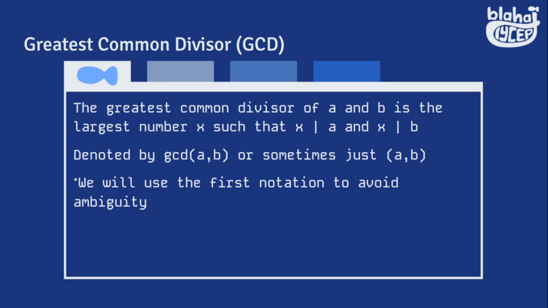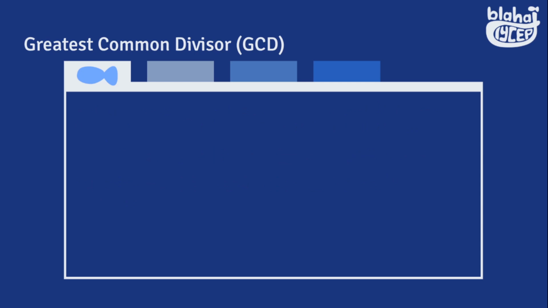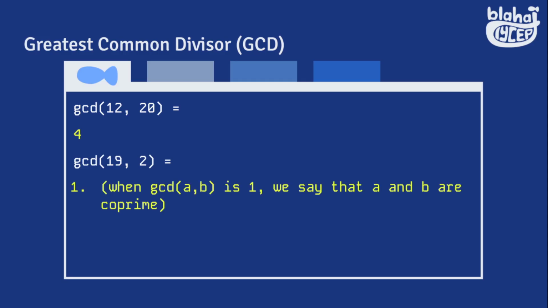It is denoted by GCD(A, B), or sometimes in math textbooks it's denoted by (A, B), but we will not be using this here because it's ambiguous. And now we'll be doing a quick exercise. What is the GCD of 12 and 20? Anyone? 4? Are you sure? Yeah, you're correct. So next one. What's the GCD of 19 and 2? 1. Yeah, that's correct. So it is 1.